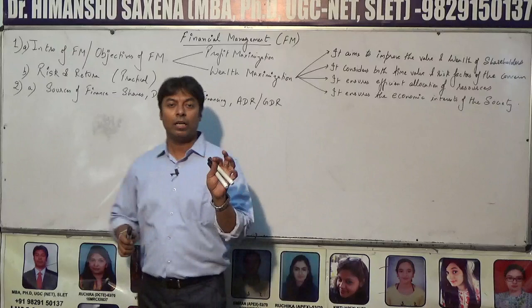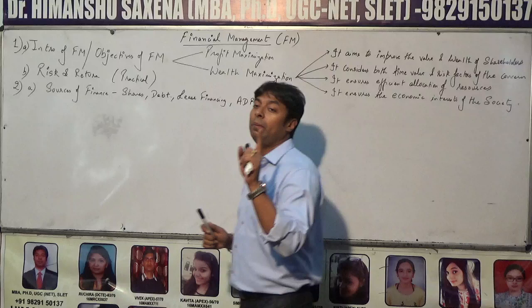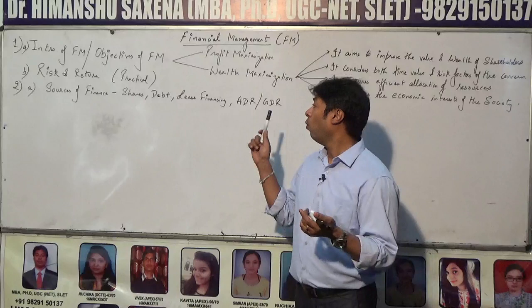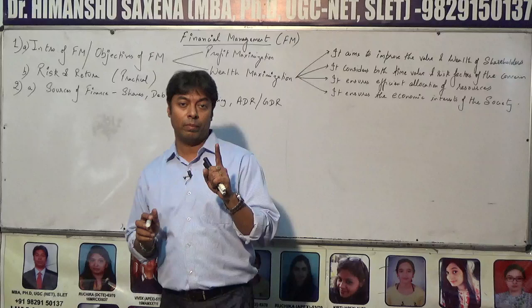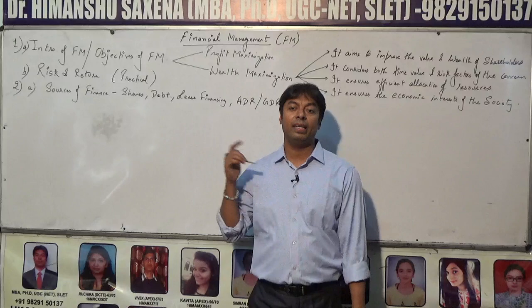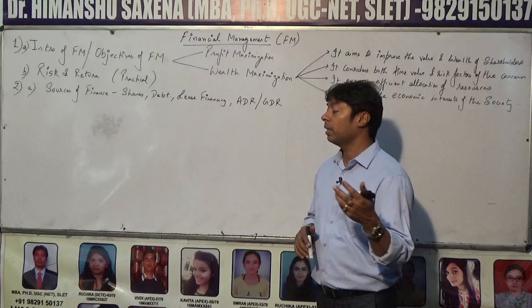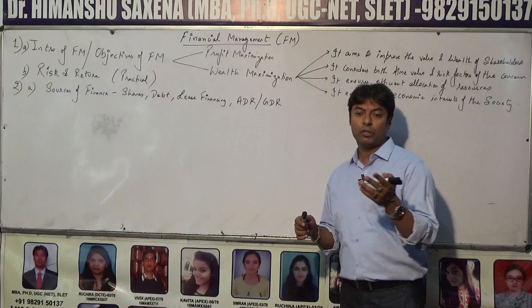ADR represents the ownership in the shares of a non-US company, and it is traded in US stock exchanges, American stock exchanges, while global depository receipts are those financial instruments in which the issuer raises money in two or more international markets, right? They could be traded in American markets, they could be traded in European markets. So simultaneously, they are going to raise money in two or more international markets. There are some salient features of ADR also, which you can always remember.